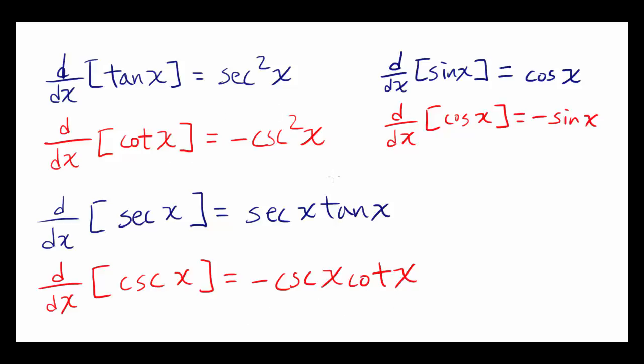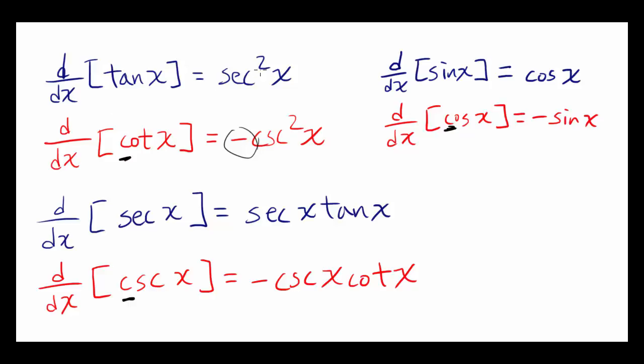One easy way to remember the signs is by looking at this: if we start with c, like in cotangent, cosecant, and I guess cosine, the answer is going to start with a negative sign. If not, it's going to start with positive.